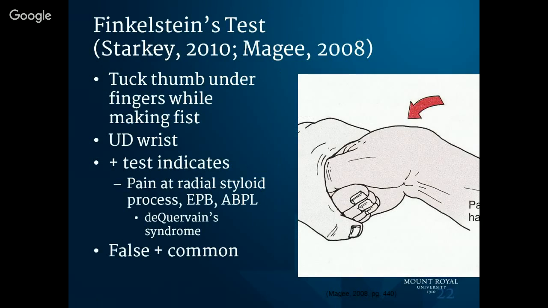Finkelstein's test is a test that confirms and rules out de Quervain syndrome, or a tenosynovitis of extensor pollicis brevis and abductor pollicis longus. Instruct the patient to tuck their thumb into their fist and have them ulnarly deviate. The therapist can apply an overpressure to put more force through the tendons with this test. Just a reminder that this particular position for the wrist is irritating on many people, so be careful of having a false positive.